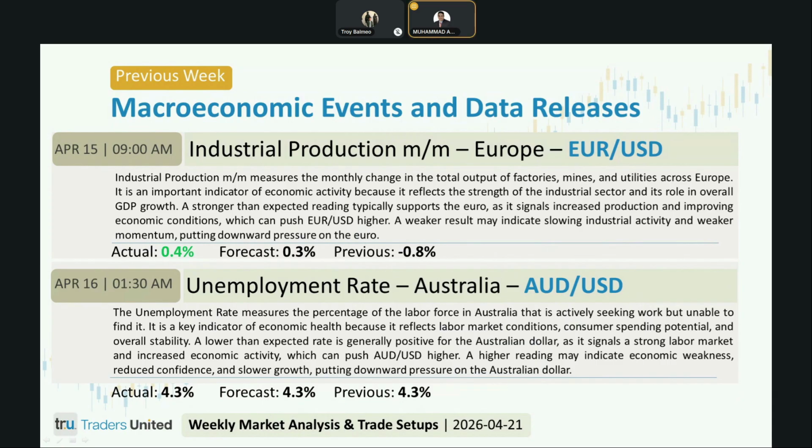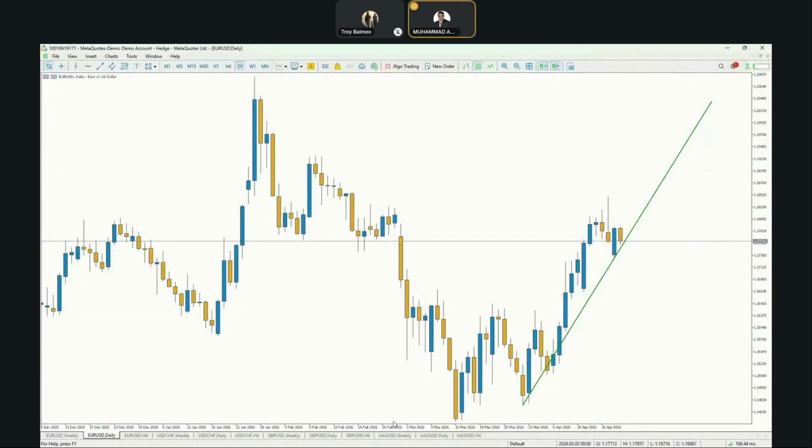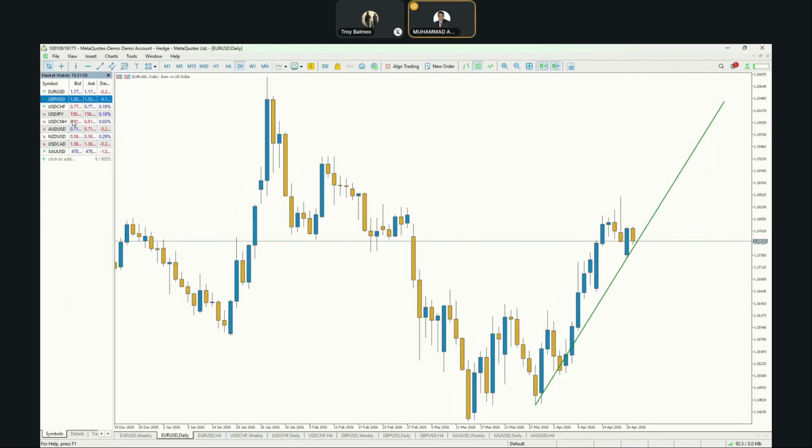Now, the market context and news release outcome. Let's discuss that. The previous reading was 4.3%. Forecast was also 4.3%. The actual unemployment rate number we got is also 4.3%. So this matched the expectations. And as far as the AUD USD currency pair is concerned, let me show you a price chart of AUD USD currency pair.